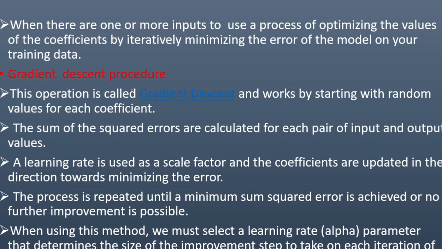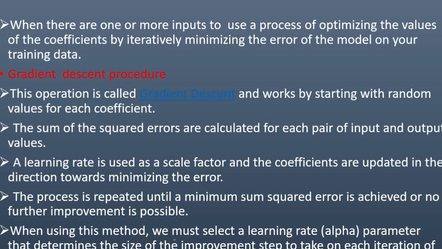So the same thing that I've told before is written as a point. That is, this operation is called gradient descent and works by starting with random values for each coefficient, that is your m and b. The sum of squared errors are calculated for each pair of input and output values. The learning rate is used as a scale factor and the coefficients are updated in the direction of minimizing the error. The process is repeated until no further improvement is possible.